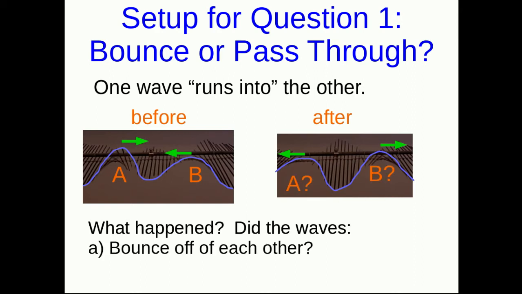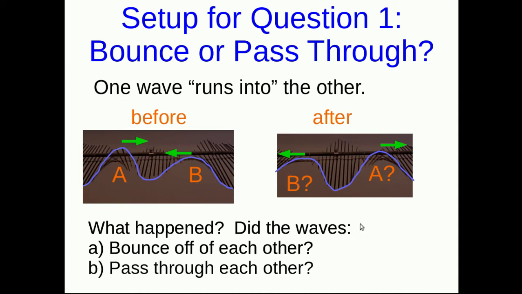Did they bounce off of each other, in which case this crest here is A, having bounced off of B and now heading back the other way, and this is now B, having bounced off A and now heading back the other way? Or, alternatively, did they pass through each other, in which case this is A, still going the direction it was going before, having passed through B, and this is now B. So you decide. You can tell by looking at them.